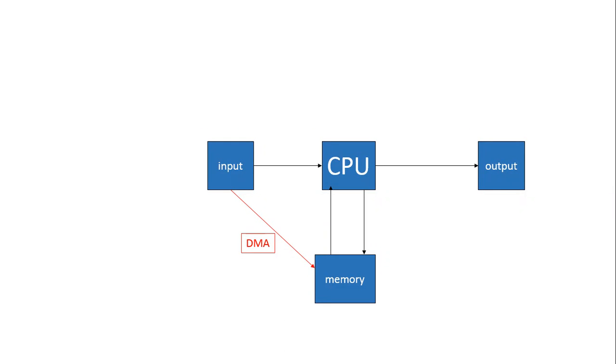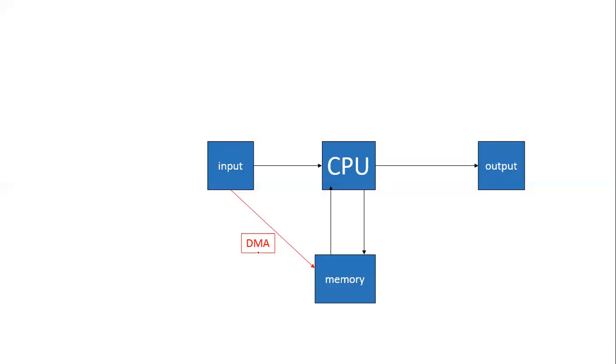In general, if a DMA is not there, then to transfer data from input to memory, or from memory to output, we require the CPU. That means without the CPU, we cannot store data in the memory or read data from the memory. For that, we can use a DMA, which works without using the CPU.